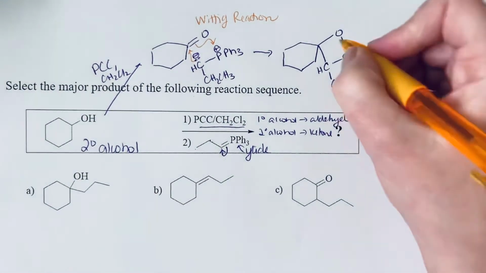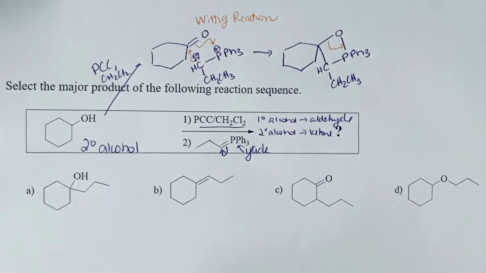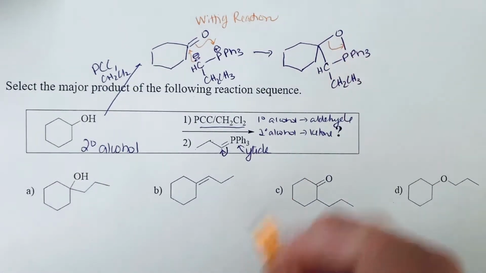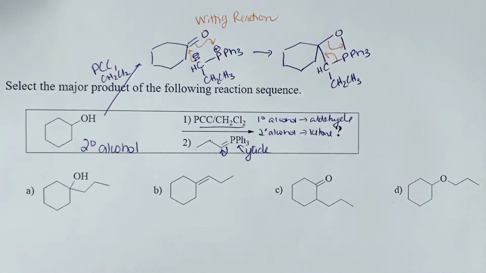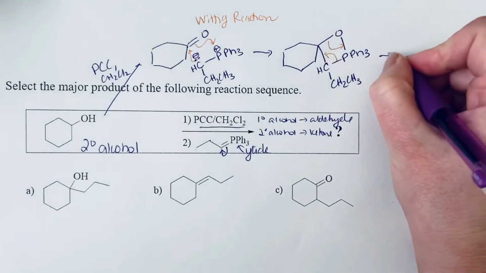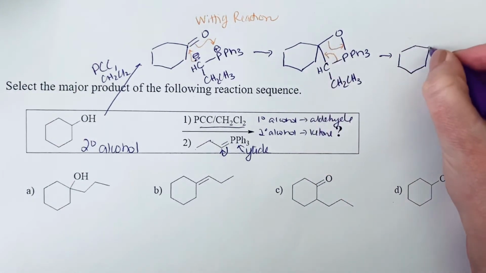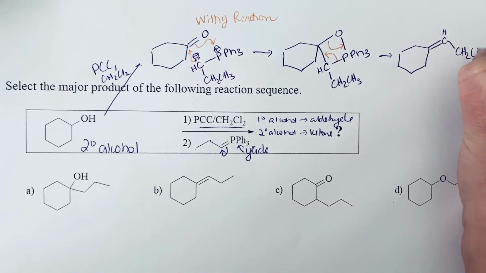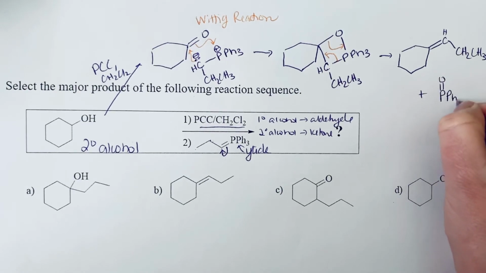I like to draw my arrow going to form the phosphorus-oxygen double bond first, because I think of forming that strong bond as what's driving this reaction. So to form that phosphorus-oxygen double bond, and then these electrons are going to come in to form an alkene here. So what we're going to be left with then is our six-membered ring. We're going to have a double bond to this carbon, which has a hydrogen, as well as that CH2CH3. And we have also formed the triphenylphosphine oxide.